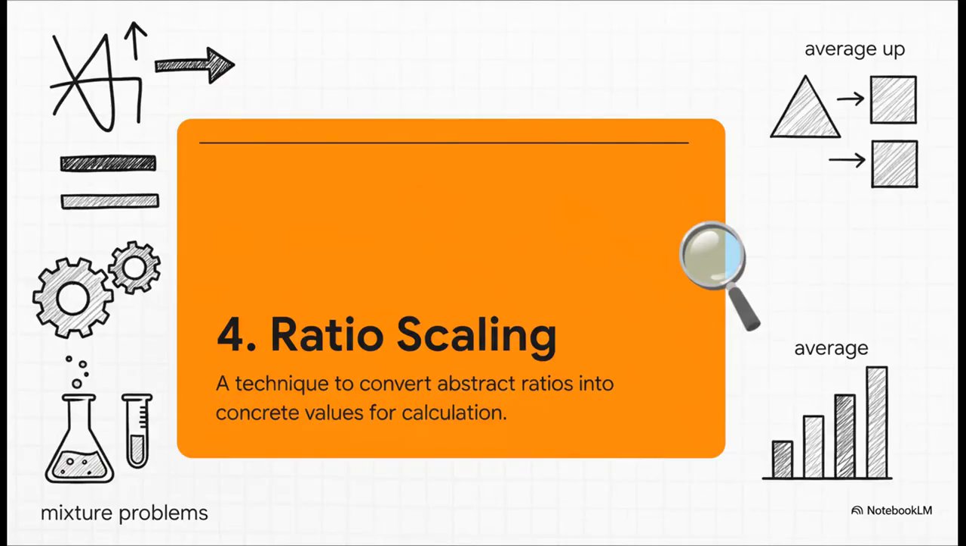And finally, our 4th core concept. This one might seem almost too simple, but it is so important. It's ratio scaling. The CAT just loves to give you information hidden inside a ratio. When you see something like the ratio of milk to water is 5:3, the trick is to immediately turn that into something you can calculate with, like 5K and 3K. It turns that abstract ratio into a concrete piece of algebra you can actually solve.